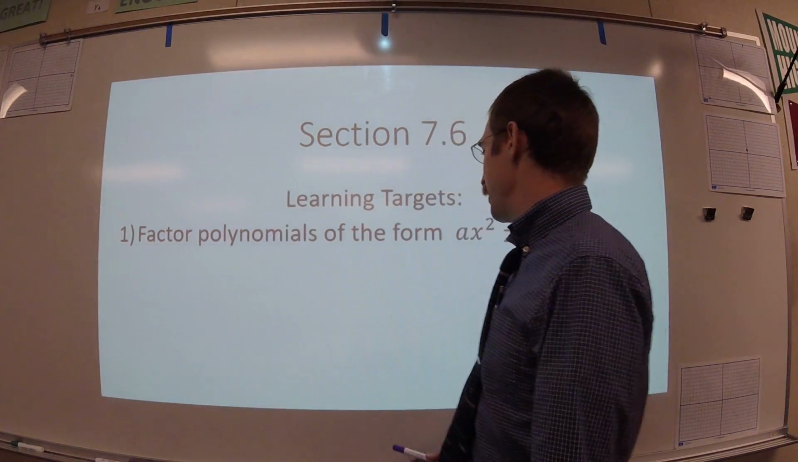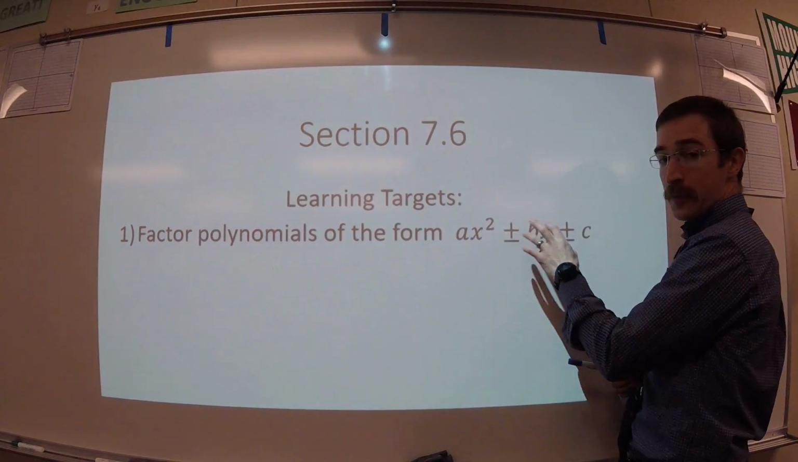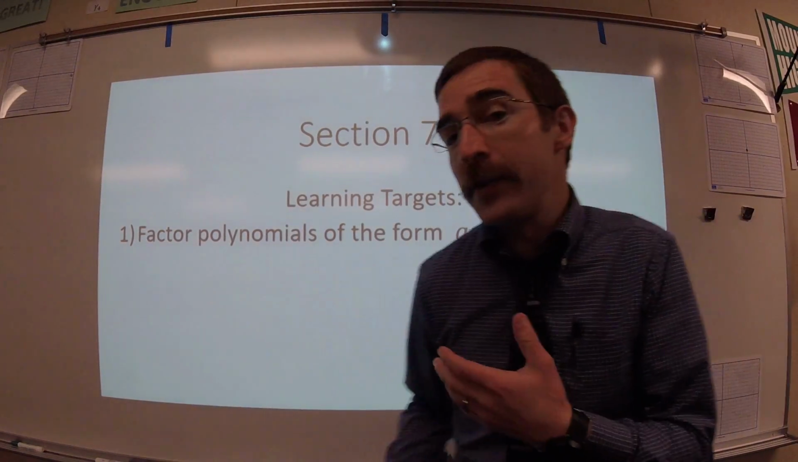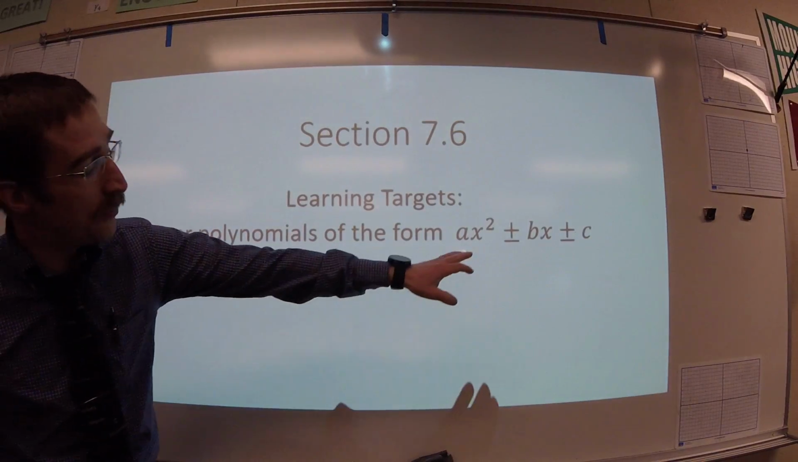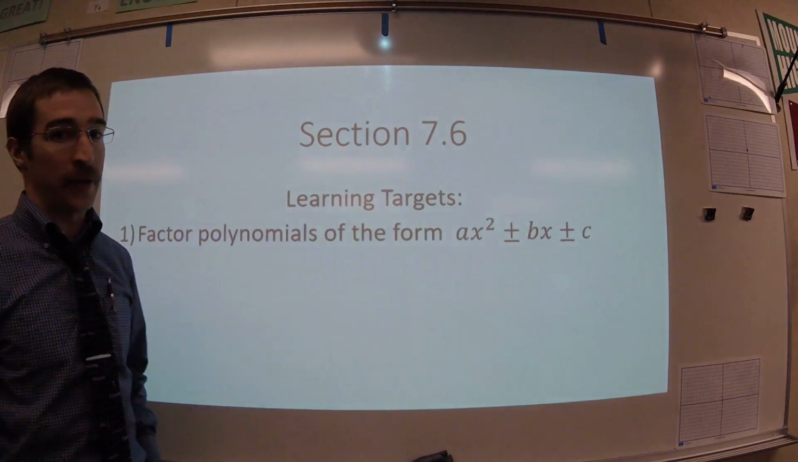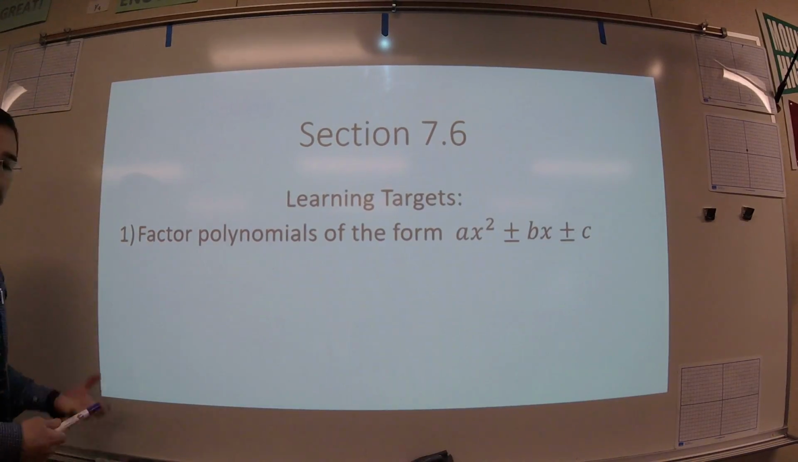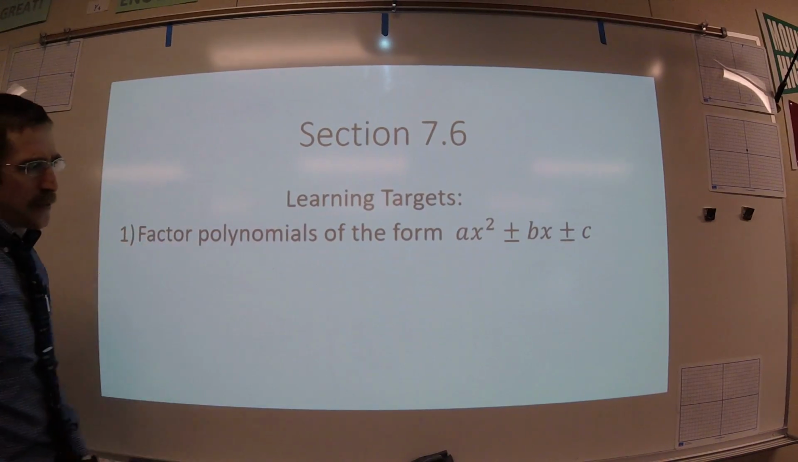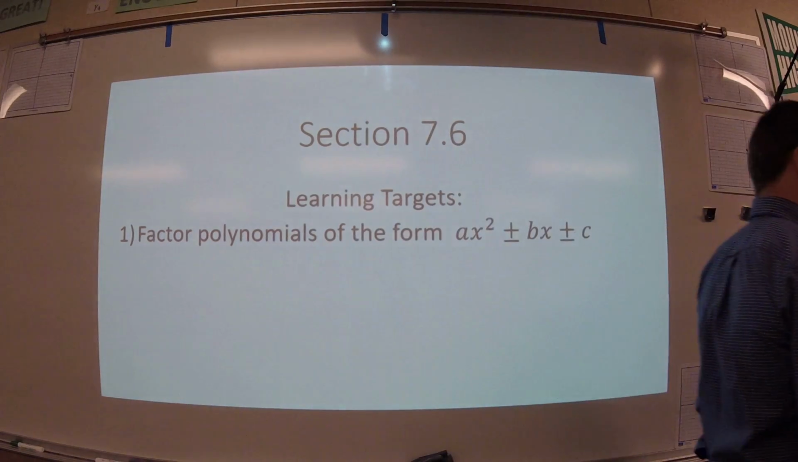So, we're factoring polynomials of the form ax squared plus or minus bx plus or minus c, where the difference here between 7.5 is we have a coefficient that is not 1 in front of the x squared. So, we're going to use some of the stuff that we talked about in 7.5. It's just extra couple steps. So go ahead and write that down if you're Cornell noting it up, and we'll get going.